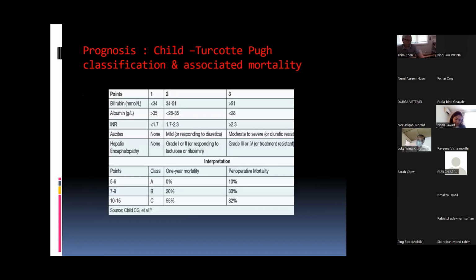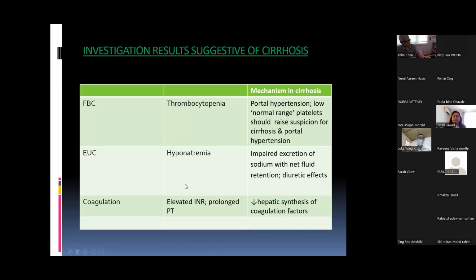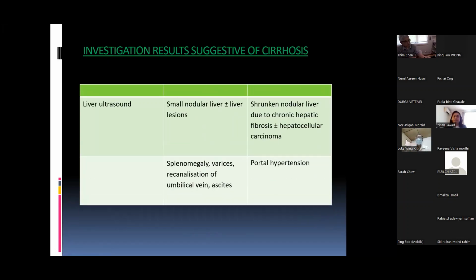And this can be used as a prognosis, whether the patient needs a liver transplant. You can calculate whether he's class A, class B, or class C, because the patient wants to know about his prognosis, whether he should go for liver transplantation. And MELD tells you about whether surgery is needed or not. I think it's the same thing.